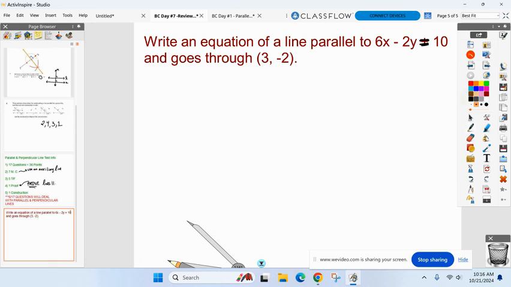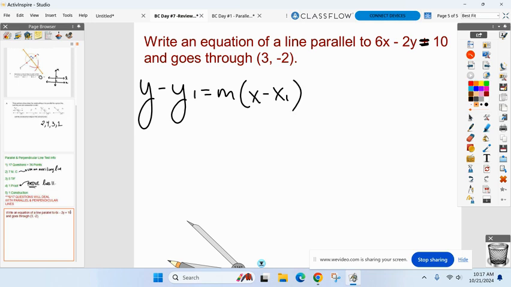This is what I'm talking about here. Writing the equation of a line parallel to 6x minus 2y equals 10 that goes through (3, -2). Six out of the 17 questions are just similar to this one. So you guys know, y minus y1, this is what form? This is point-slope.